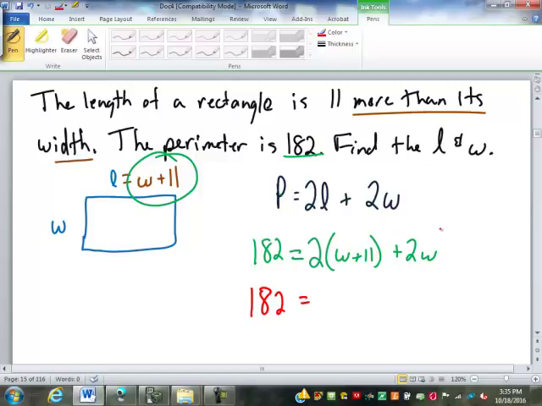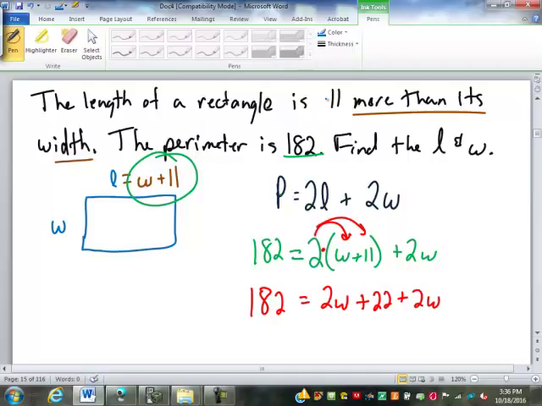And whenever we see a parentheses, it should draw our attention there. We need to do something there first. Is there anything we can do inside that parentheses? No, we can't add W to 11. Is there anything that needs to be done to that parentheses? Yeah, times 2. 2 times W? 2W. 2 times 11 is 22 plus 2W.